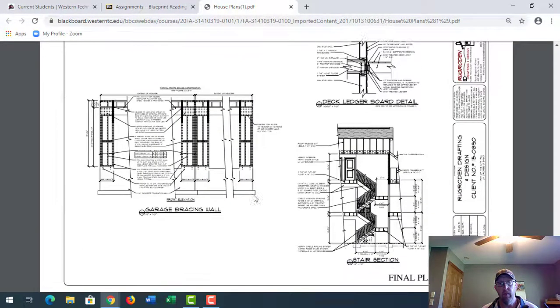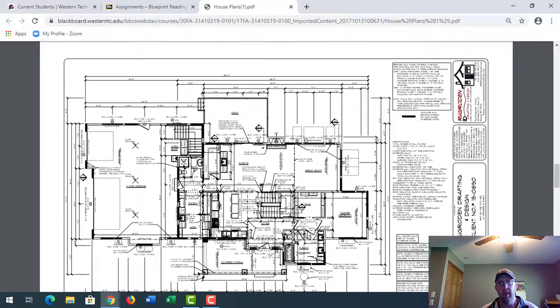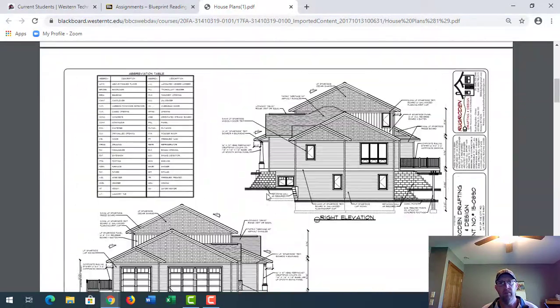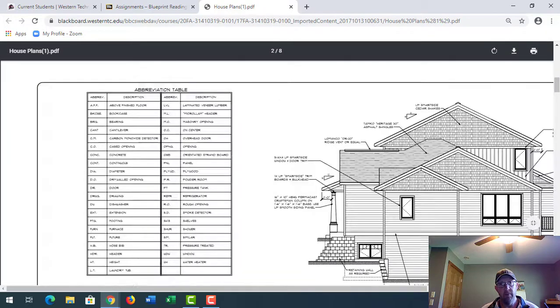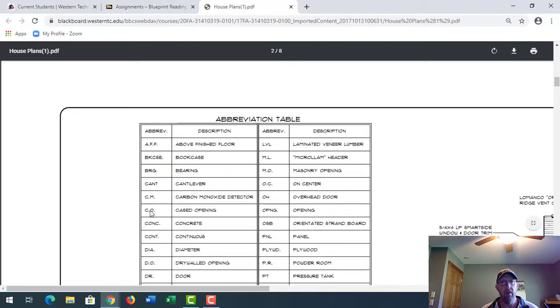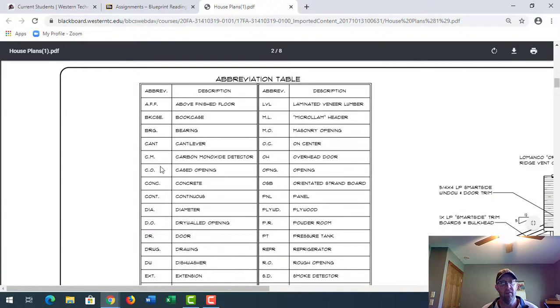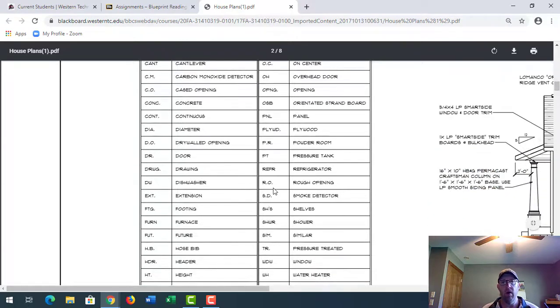Schedule. Yeah, it's actually going to be up here. And then I'll zoom in. So we have an abbreviation table here, and he's given you all the abbreviations that you might see on this plan. You know, OH, overhead door, OC, on center. Some of these are common. If we go to RO, that's common for rough opening, things like that.